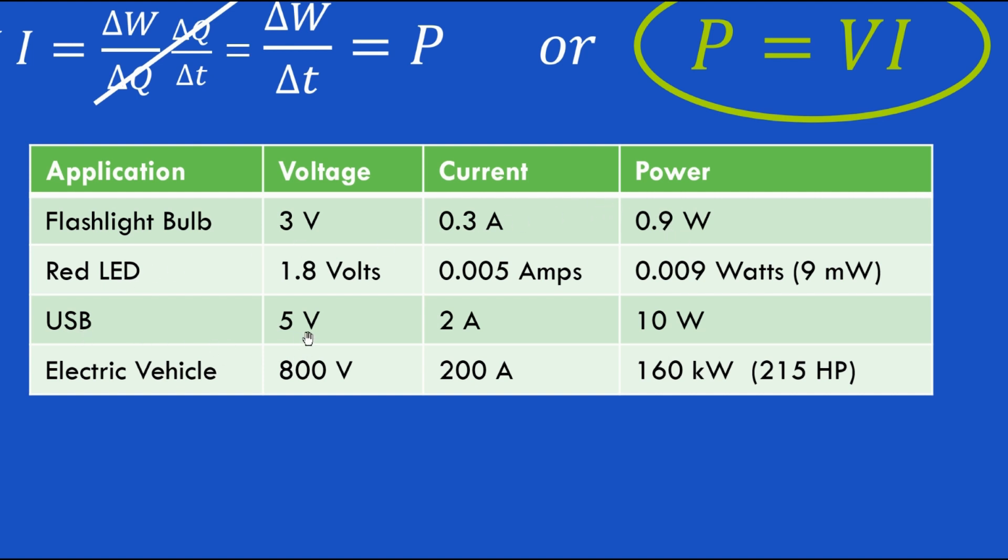A traditional 5-volt USB charger that can put out 2 amps, well, that'll give you 10 watts. And finally, an electric vehicle, depends on the voltage and how much current it's flowing, but at 800 volt system, flowing 200 amps is 160,000 watts. 800 times 200 is 160,000. If you're not familiar with kilowatts, you divide by 746 watts per horsepower, and this works out to be 215 horsepower. So not a lightning fast electric vehicle in this case, but you could have 400 amps and then you'd have 430 horsepower. So there you go.